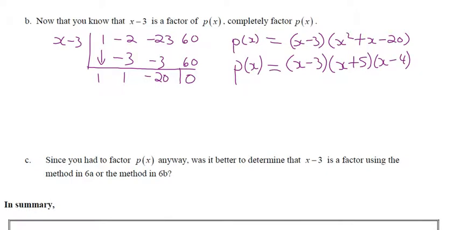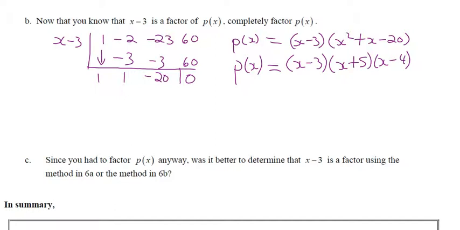Since you had to factor p of x anyways, was it better to determine that x minus 3 is a factor using the method of 6a or 6b? Okay, so here's the thing, right? Let's say we don't know whether something is or isn't a factor, and we want to see if it is a factor. Because there's many factors of 60, right? So we need numbers that are going to multiply to give us a 60 something. So there are many numbers that could give us a 60 at the end, right?